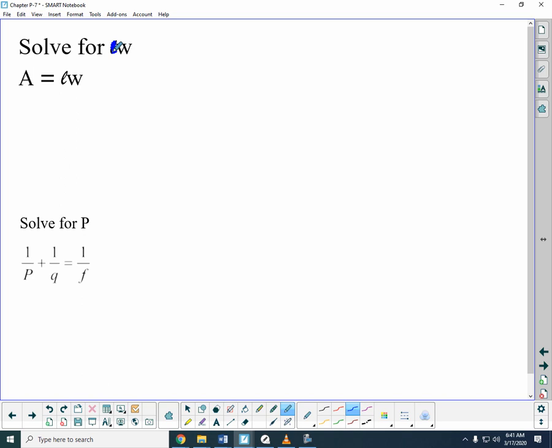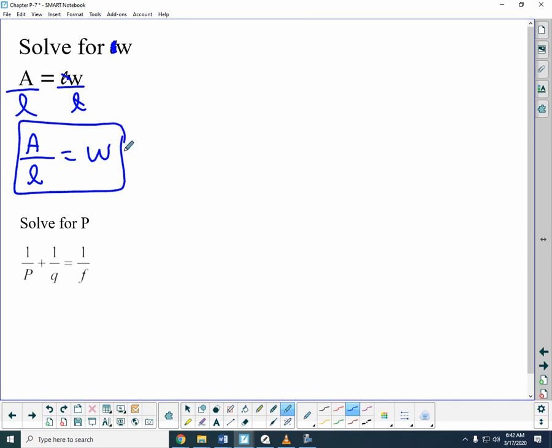To get the w by itself, that means I need to get rid of the L. And if I look at what they're doing, they're multiplying. To get rid of multiply, I divide both sides by what I don't want, and that's the L. And so now I get A over L equals, those L's cancel, and I get W, and there's my answer. That's all that there is to those. Again, you want to get the variable that they want to solve for by itself.